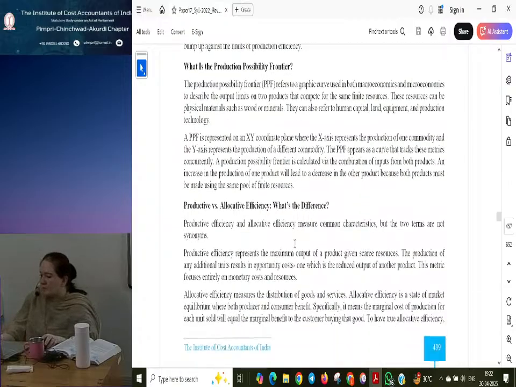Fine. Then coming to productive versus allocative efficiency. We were talking about capacity utilization. Now we are going to talk about productive efficiency and allocative efficiency. What is productive efficiency? That is maximum output out of the scarce resource. So how well the scarce resources can be used in order to increase your output.